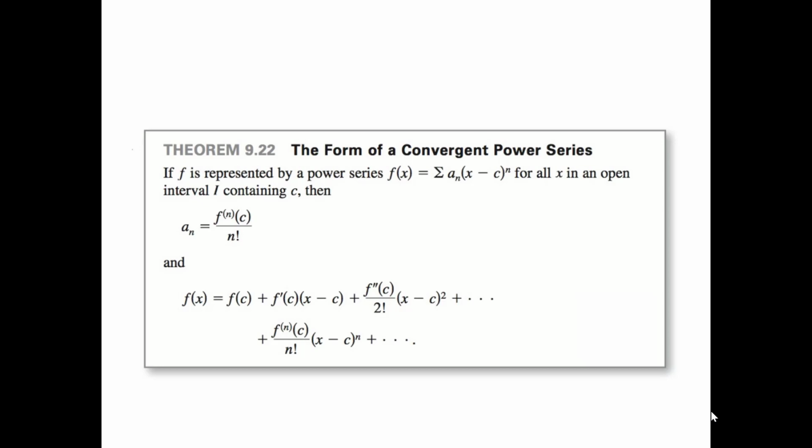Theorem 9.22, the form of a convergent power series. If f is represented by a power series, f of x equals the summation of a sub n times x minus c to the n for all x in an open interval I containing c, then your terms are given to you by the formula the nth derivative evaluated at c divided by n factorial. And f of x is equal to f of c plus f prime of c times x minus c plus f double prime of c divided by 2 factorial times x minus c squared plus dot dot dot.